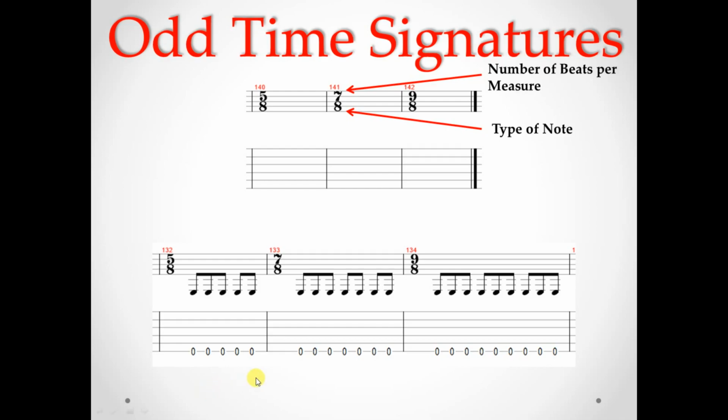So here's an example of a 5/8 time signature, and you can just quite simply count up to 5. Okay, 1, 2, 3, 4, 5. Or these are actually eighth notes, so it would be 1 and 2 and 3, 1 and 2 and 3, 1 and 2 and 3. Or you could just count to 5. 1, 2, 3, 4, 5, 1, 2, 3, 4, 5.